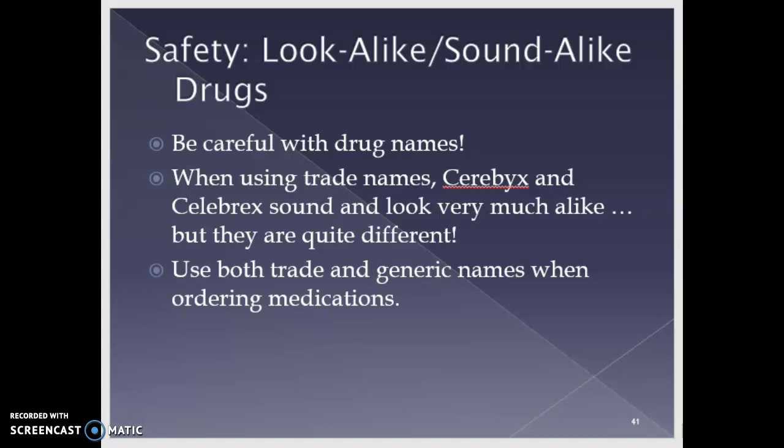So if we're using these names, we want to spell them out, read them back to the pharmacy or read them back to the provider if you're taking a verbal order, and spell it. Use both the trade names and the generic names when at all possible.